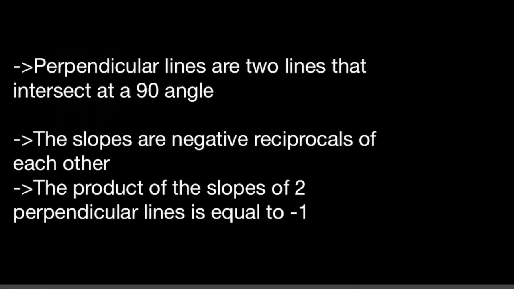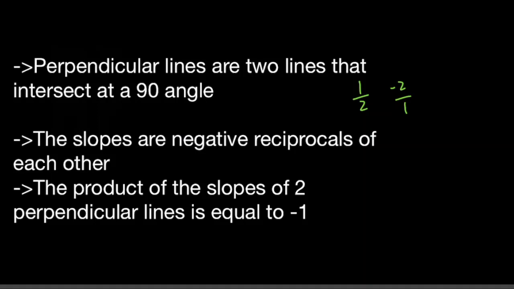So let's just clarify. A negative reciprocal is like this, right? So let's say we have the fraction 1 over 2. The negative reciprocal would be negative 2 over 1, right? So the denominator becomes the numerator and vice versa, and you do the opposite sign. So if it's a positive number, you're going to make it a negative number, and if it's a negative number, you're going to make it a positive number, right?